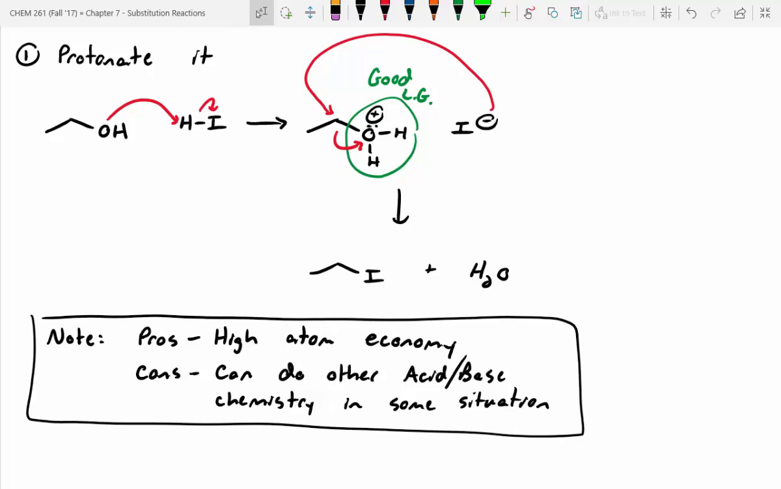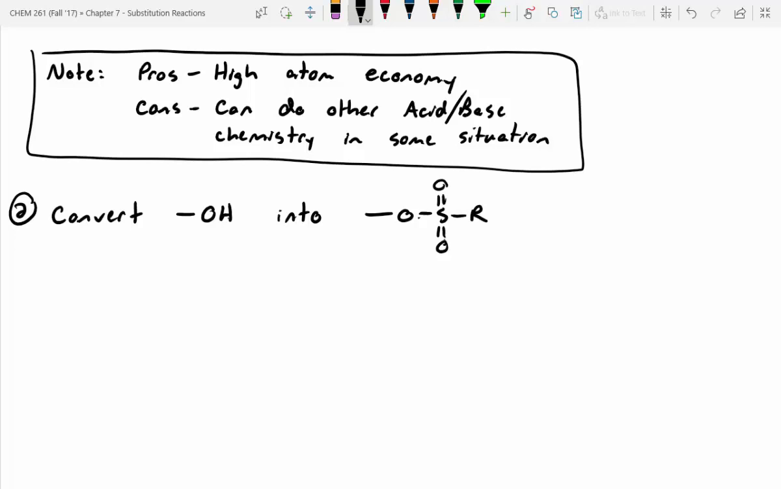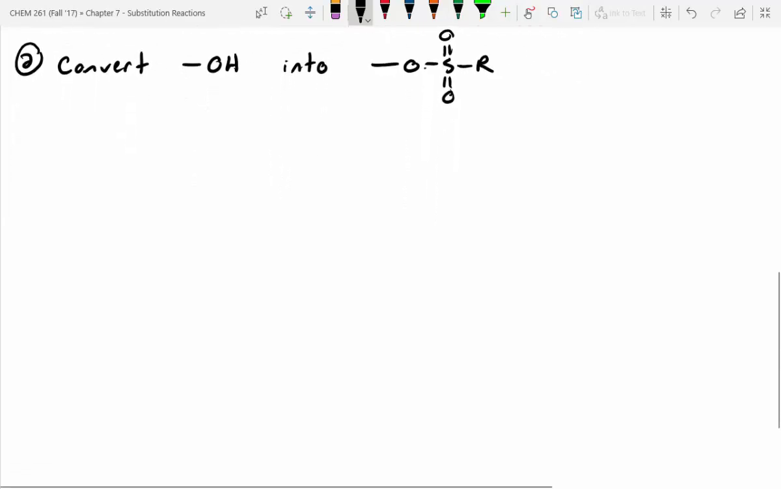So that's one option. The second option is to convert the OH into something else besides water. That's also a good leaving group. So let's make 2 here. Convert OH into OSR, right? This looks a lot like your PoD, right? You remember that functional group? You have the sulfur with the 2 double bonded oxygens. These are really good leaving groups. So let's take a look at this type of system.